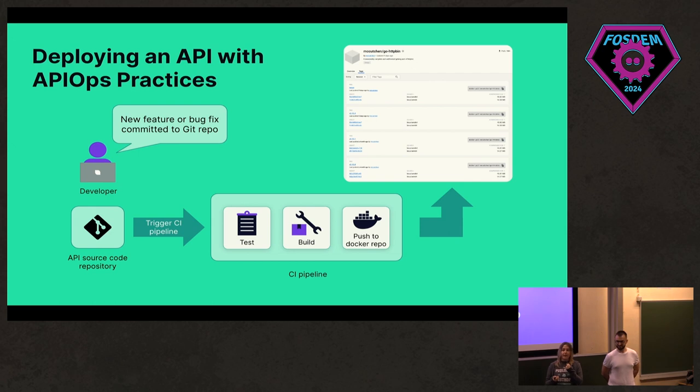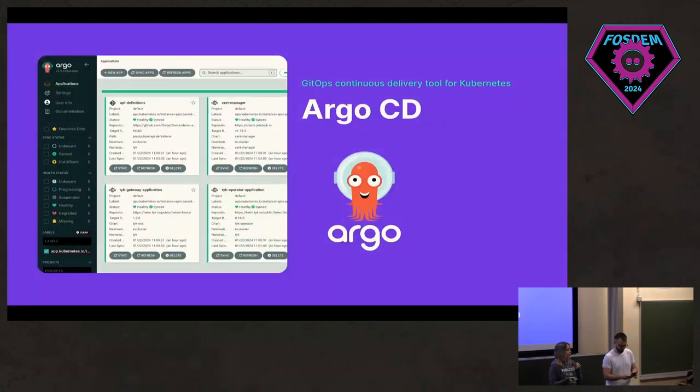And for that, in Kubernetes, the new way of doing continuous deployment is to use GitOps. There are projects like ArgoCD or Flux that enable you to do GitOps. What does it mean, GitOps?